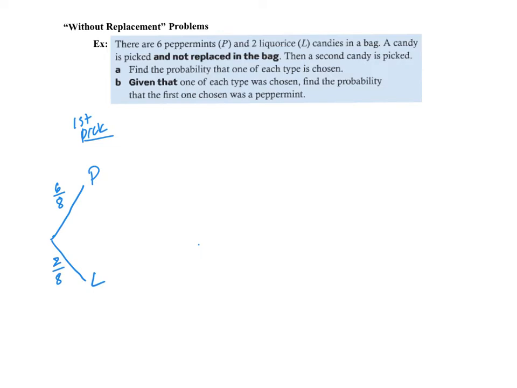Now, once you've picked that first piece of candy, then you're going to have a second pick. So the second pick can either be, when I get a peppermint the first time, I can either get a peppermint or a licorice. And then if I pick a licorice the first time, the second one, again, could either be peppermint or licorice. So now let's talk about those probabilities. But you have to remember, this is without replacement. So we picked out a piece of candy. We did not put it back. So now, after that first pick, when we talk about the second pick, we're talking about now only a total of 7 pieces of candy in the bag.